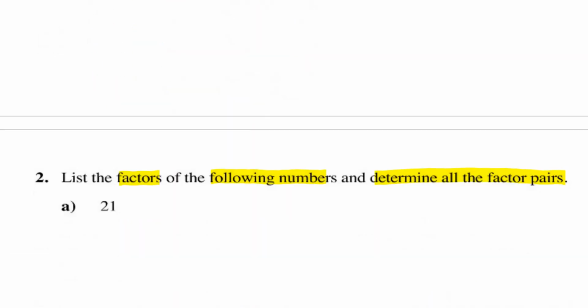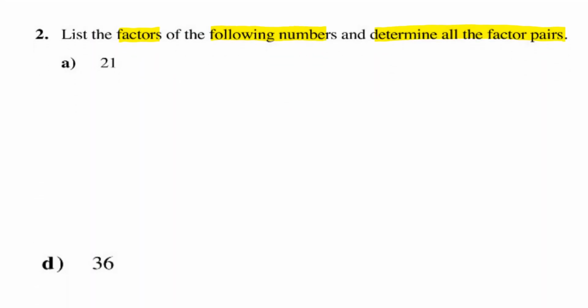Let's move on to question number 2. For question number 2, I need to list the factors of the following numbers and determine all the factor pairs. Since I need to write out the factor pairs, I'm going to write my answer a little bit differently here. I'm going to start off with the number 1. So 1 times what gives you 21? Well, that's 1 and 21.